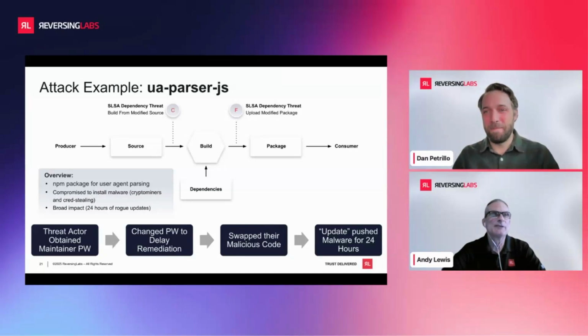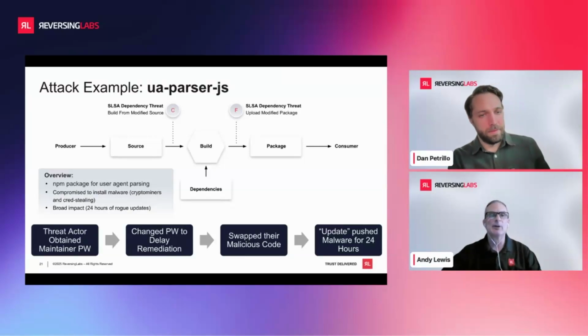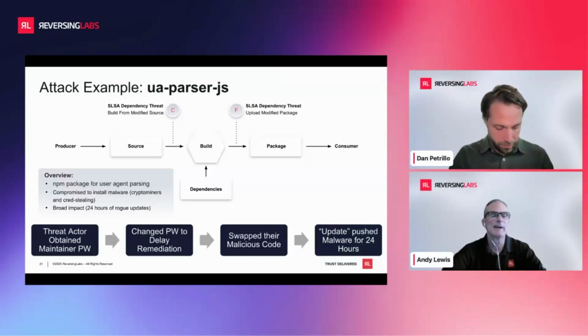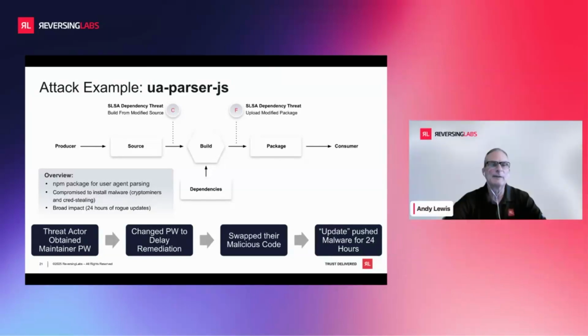UA Parser JS is an NPM library. It gets about 3 million downloads a week. If you're building a web server that is able to render differently based on somebody attaching with their iPhone or their Android phone or their Windows system, there's a pretty good chance you're using UA Parser JS too. It was an example of a package that was maintained by a single individual, and that single individual's credentials were compromised.